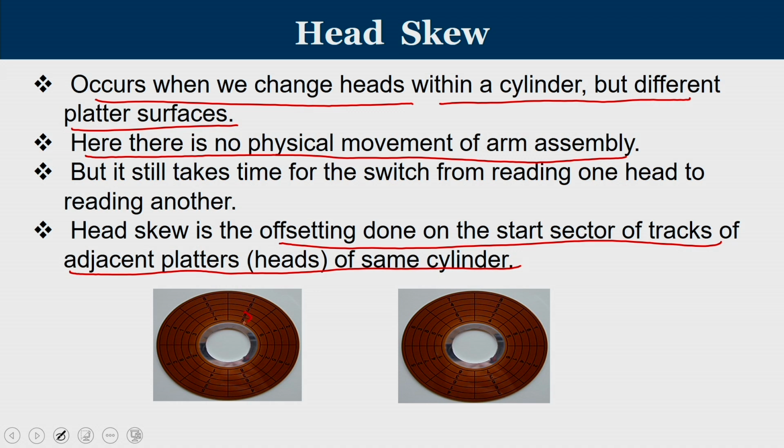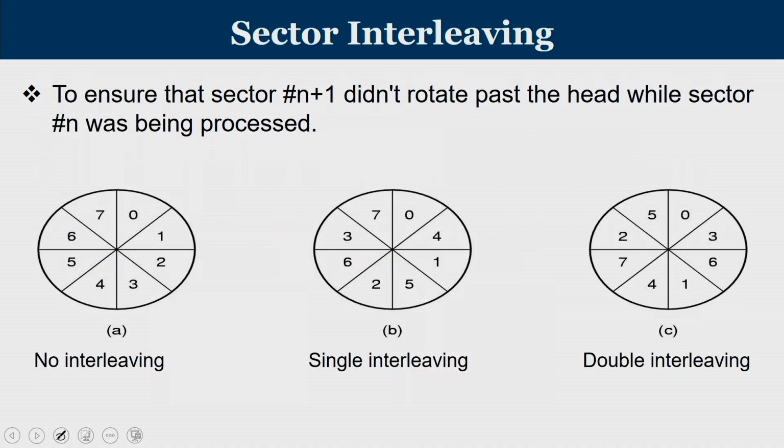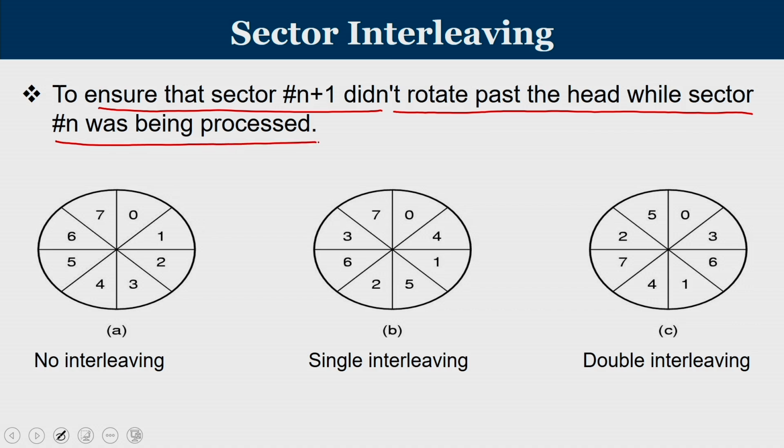So, here you can see 5 is here, whereas in this case 5 is going to be there. Now, the other one is called sector interleaving, to ensure that sector number n plus 1 did not rotate past the head while sector n was being processed. Look at this case: you are reading from sector number 0, and because of this rotation, by the time I process the contents of 0 and then go and read 1, maybe 1 is not there, it may be 2. So, this is called no interleaving process.